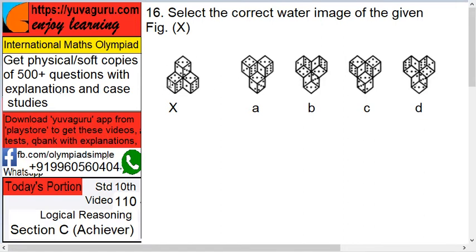See these two dots over here. So these will come up. So where are the two dots which will come up? Only in B. No other figure has similar dots. So don't look at anything else now. B is the correct answer.